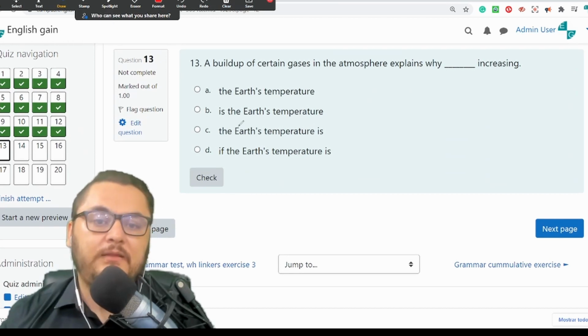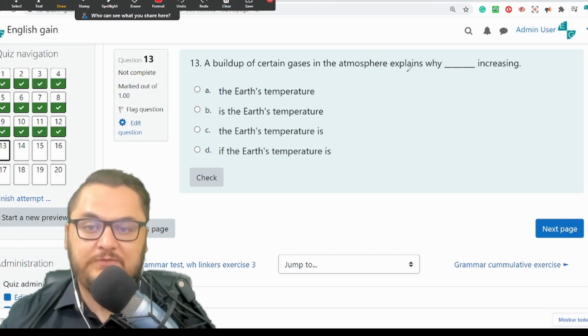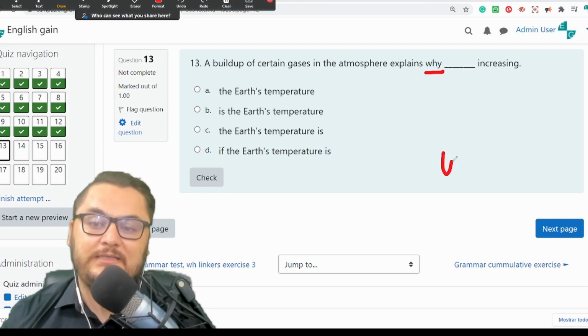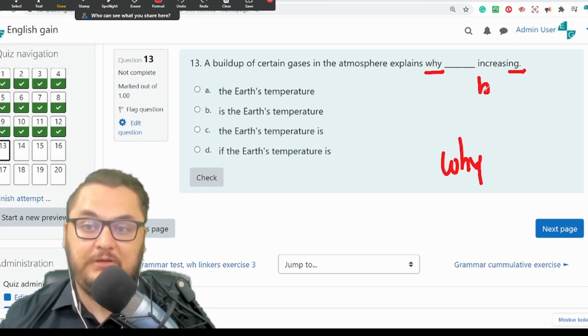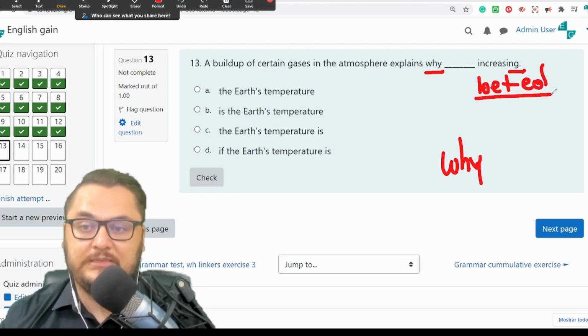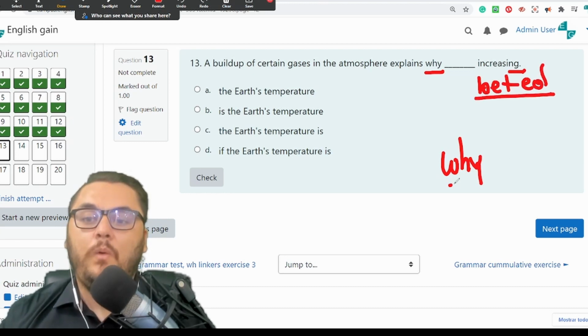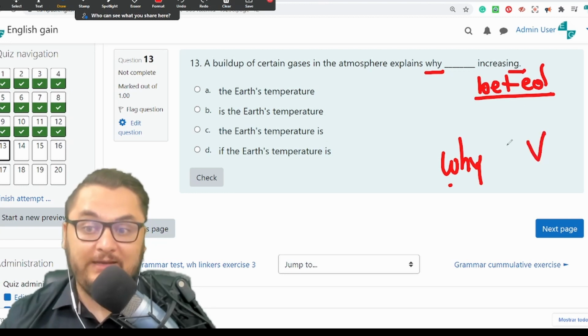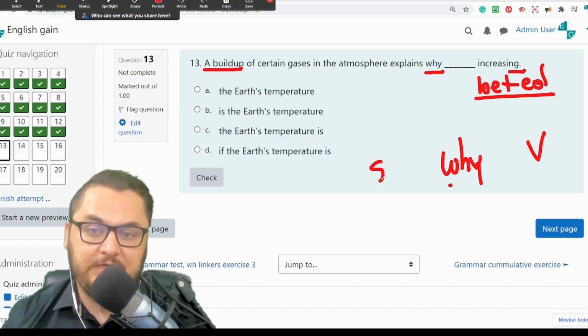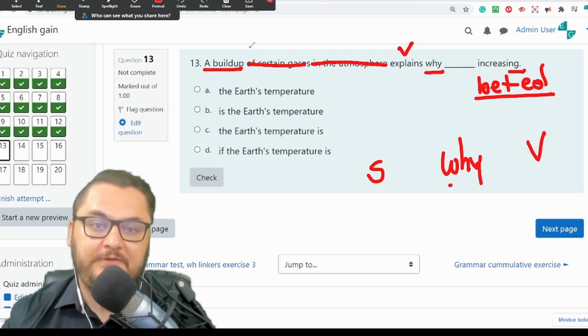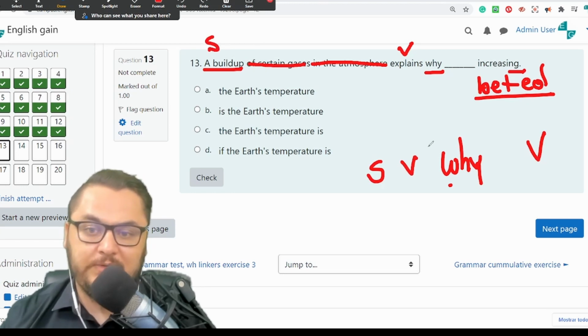Okay. In this exercise, we notice that here it says a buildup of certain gases in the atmosphere explains why. This is the connector I'm looking for. And this could be a verb, regarded. I just want to do this. Yes. So why plus a verb, provided I have the verb to be. And before, of course, we have subject, preposition, preposition, and verb. Those are the ones that I'm going to extract.